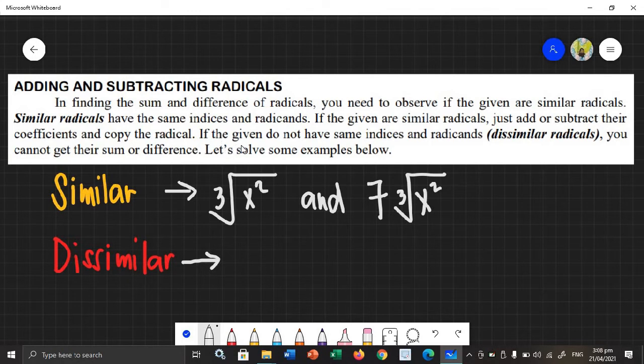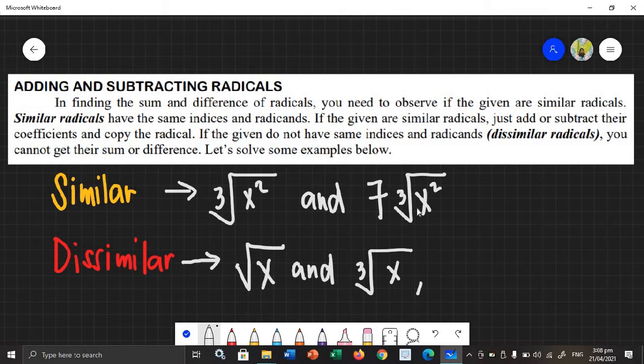Kapag naman dissimilar yung radicals, it can either be iba yung indices nila. Let's say, for example, we have square root of x and cube root of x. Kung napapansin niyo, they both have the same radicands, pero yung index nila ay magkaiba. So, the first one is square root. Then, the second one, cube root naman.